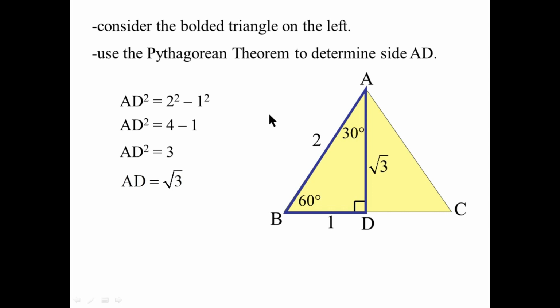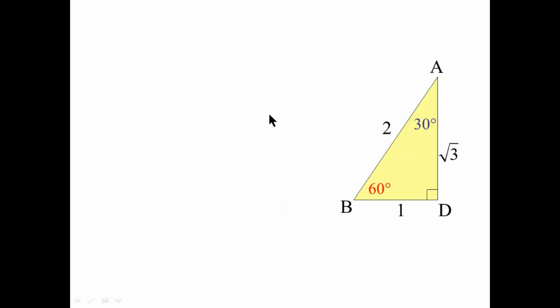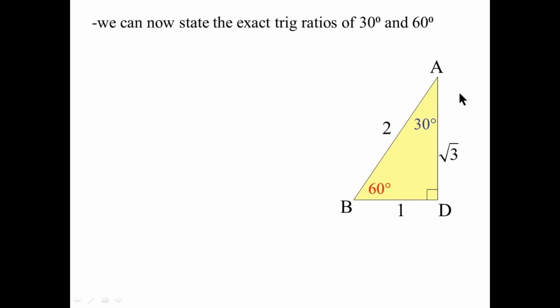Now if we look at the bold triangle, we have what's called a special triangle. And it looks like this. It's a special triangle because it gives us the exact trig ratios for 30 degrees and 60 degrees, exact trig ratios without a calculator.